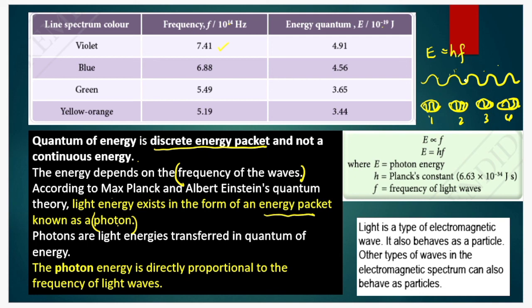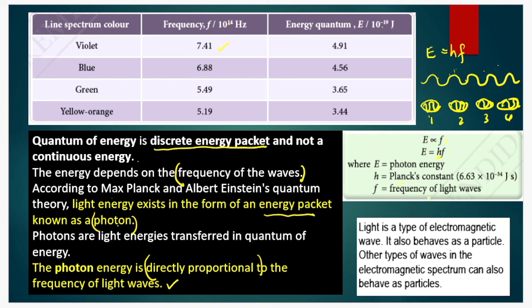So from here, we can say photons are light energy transferred in quantum of energy. And the photon energy is directly proportional to the frequency of light. E is directly proportional to f. Thus we get E equals hf, where h is a constant known as the Planck constant. The value is 6.63 times 10 to the power of negative 34 joule second. By using this formula, E equals hf, the energy of a photon can be determined.